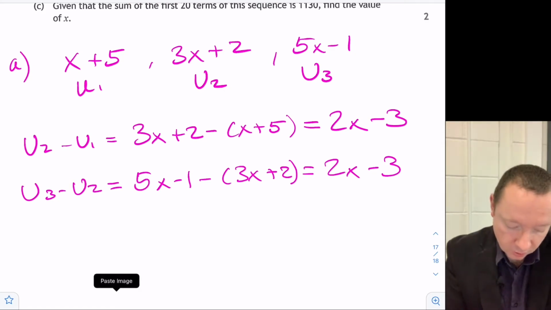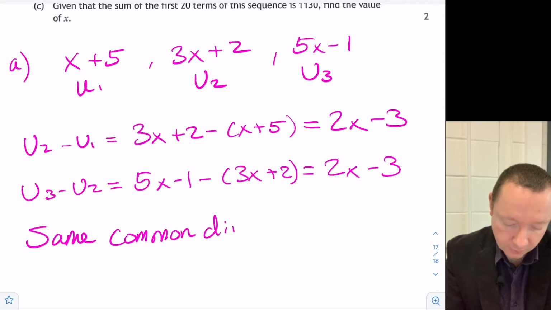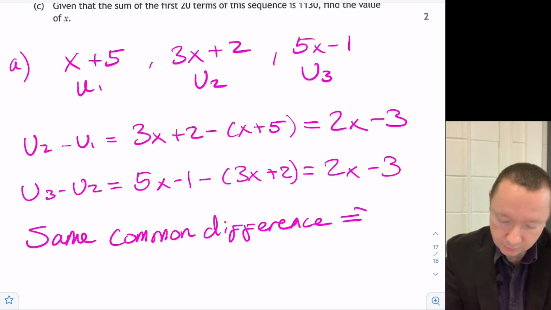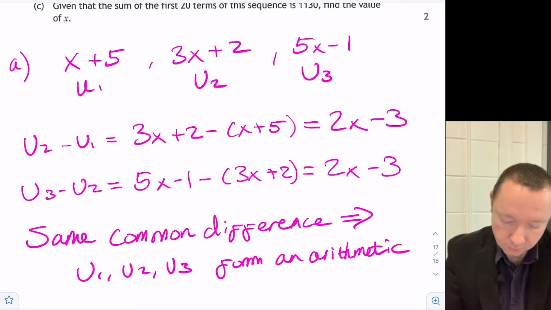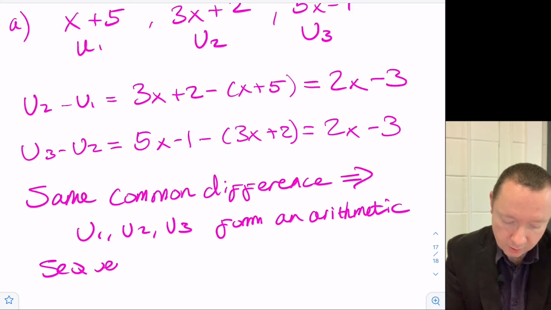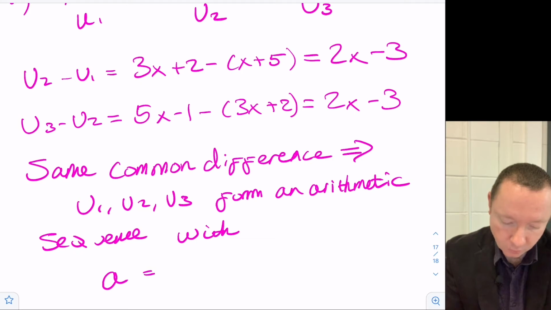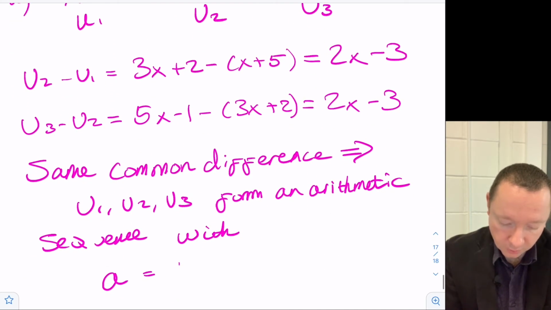So since it's got the same common difference, that implies u1, u2, u3 form an arithmetic sequence with a being equal to x + 5 and the common difference being 2x - 3.